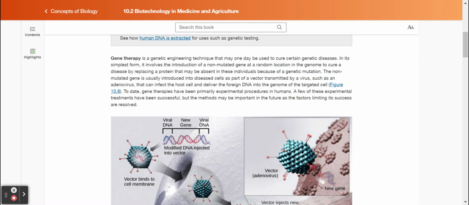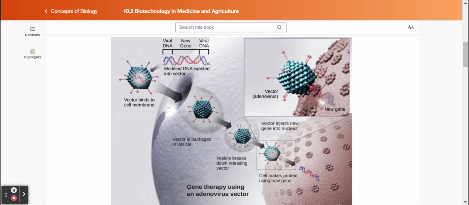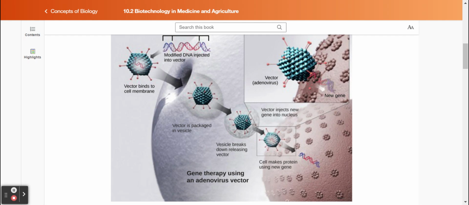To date, gene therapies have been primarily experimental procedures in humans. A few of these experimental treatments have been successful, but the methods may be important in the future as the factors limiting its success are resolved. Figure 10.8. This diagram shows the steps involved in curing disease with gene therapy using an adenovirus vector.